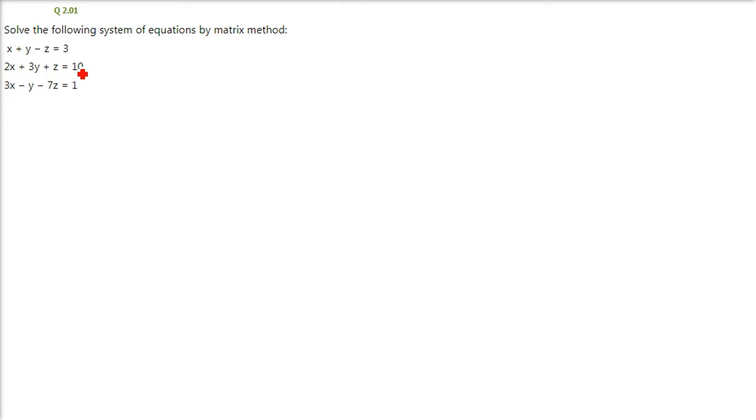Solve the following system of equations by matrix methods. Now you have x, y and z. So a system of equations, this is an equation of a plane.